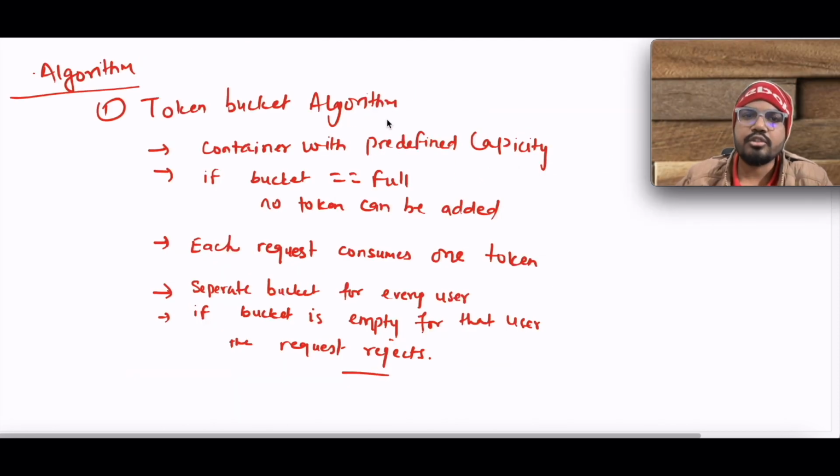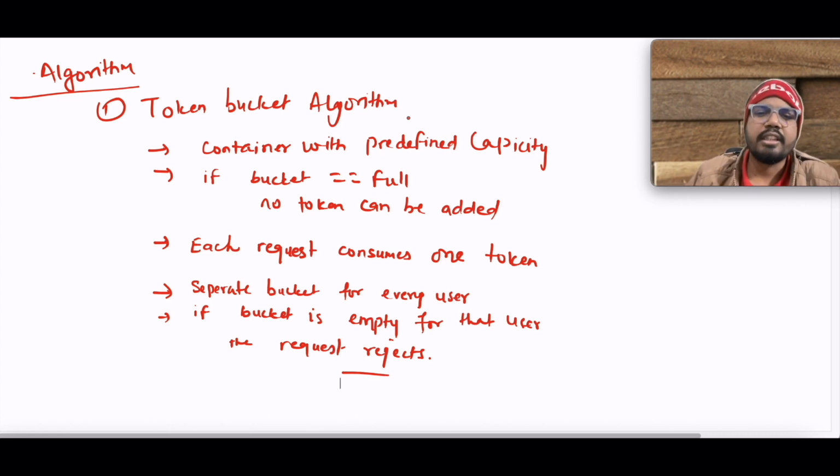The first algorithm is the token bucket algorithm. A token bucket is a container with predefined capacity. If the bucket is full, then you cannot add any more tokens to that bucket. Each request for a separate user will consume one token, and it provides a separate bucket for every user. If the bucket is empty for that user, the request will be rejected. So every user has a separate bucket. When any request is made by the user, we remove one token from the bucket, and after a particular time interval, the bucket will be refilled with the appropriate tokens.